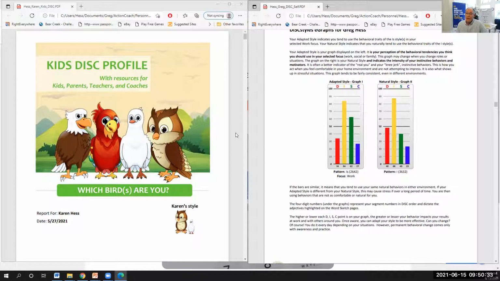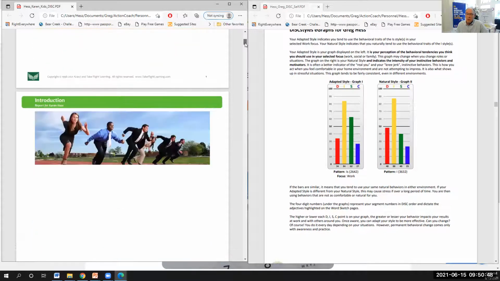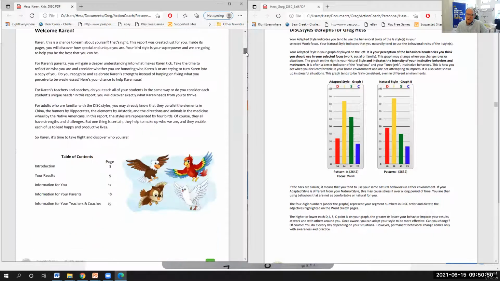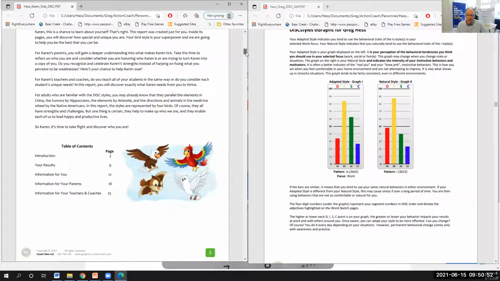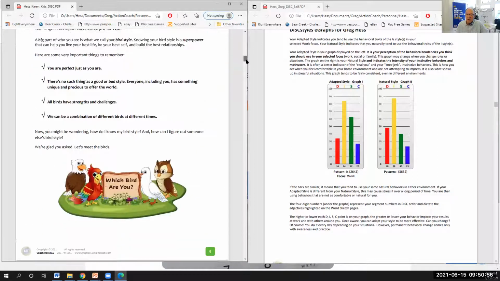My D drops a little bit between the two when I'm doing work versus when I'm functioning in my home environment. Now let's take a jump over here to the kids side real quick and show you what's going on there. In comparison, it's using birds, right? So the D, I, S, and C: eagle, parrot, dove, owl. Okay, and so as you go through the report, here's the table of contents, same kind of thing, but it's done really well for kids, right?